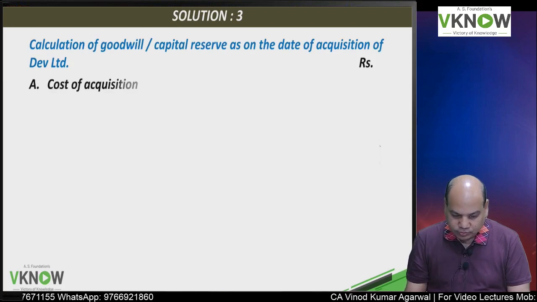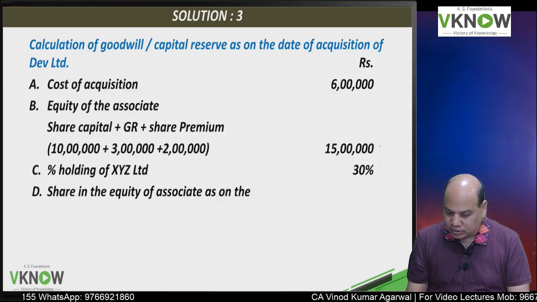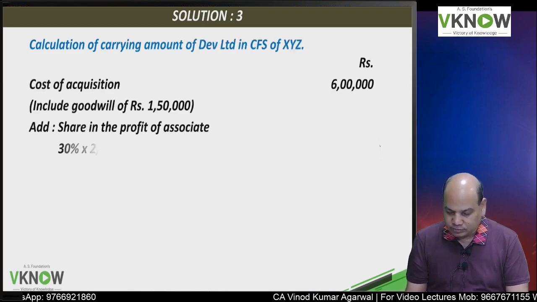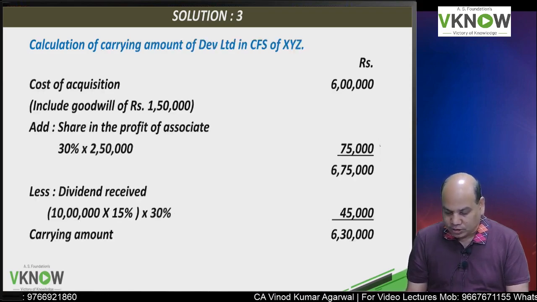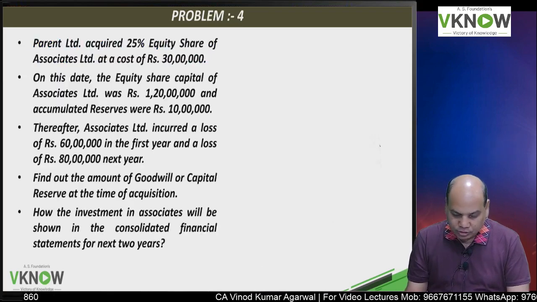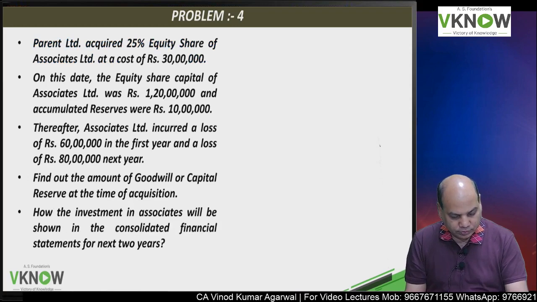Now come to the institute answer. They have presented like this. First they have computed goodwill, then they have computed the carrying amount, 6,30,000. Now we'll go to question number 4.